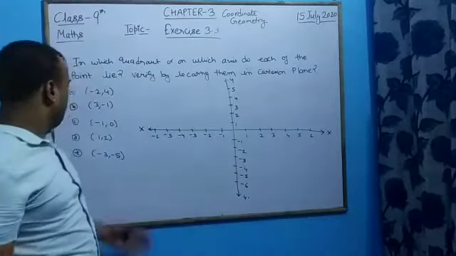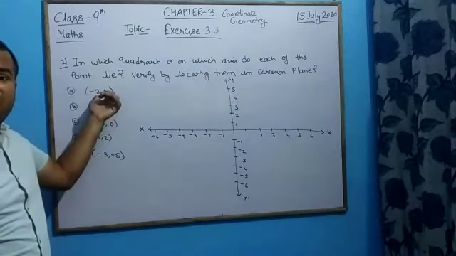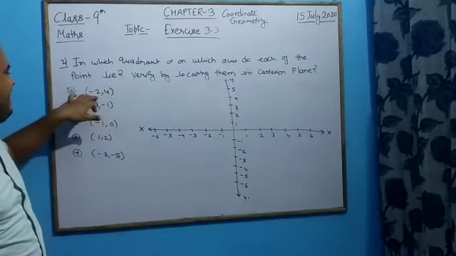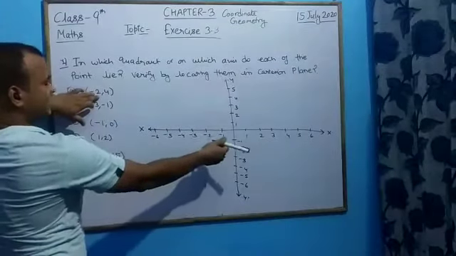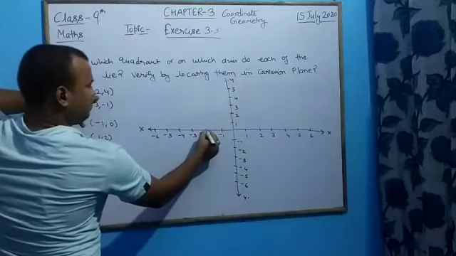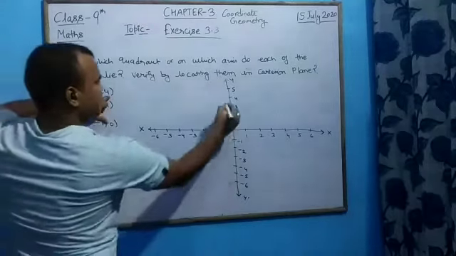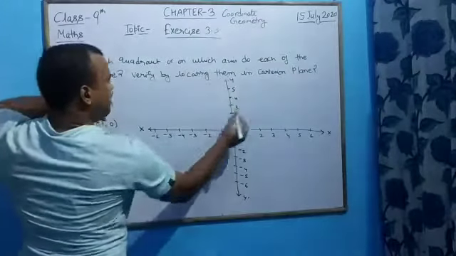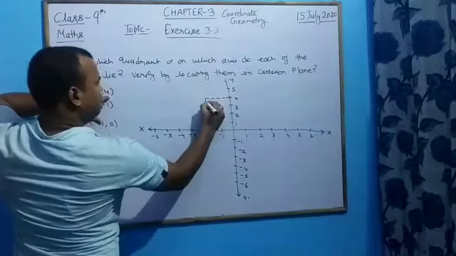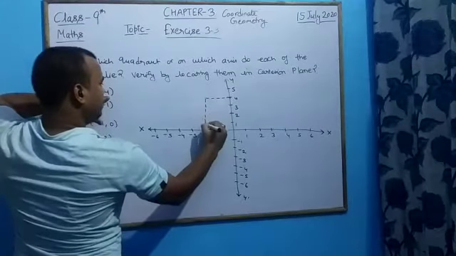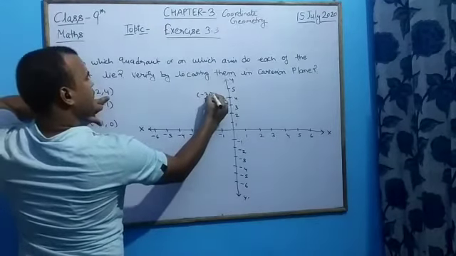Now taking the first point, what are the coordinates? Minus 2 comma 4. On the x axis we will go along the negative x axis, that is minus 2. Here it is minus 2, and on the y axis it is 4. The lines coming from both the points, perpendicular to the axes, will give the coordinates minus 2 comma 4.